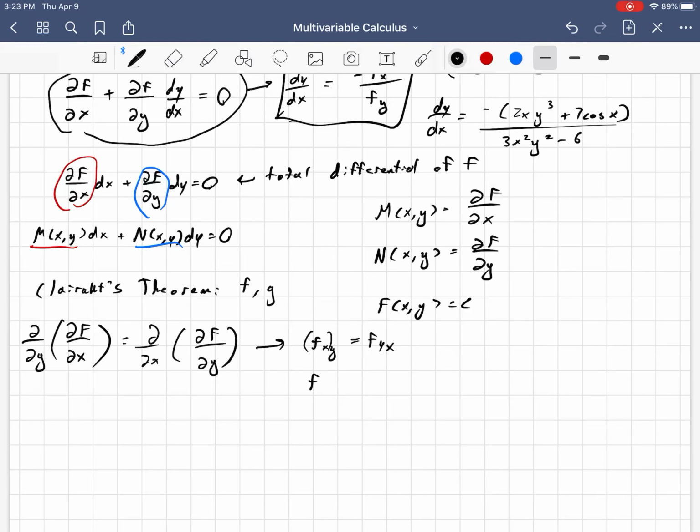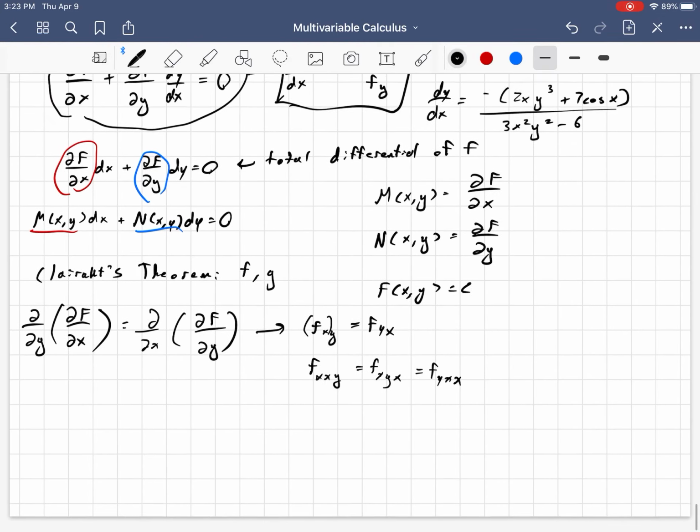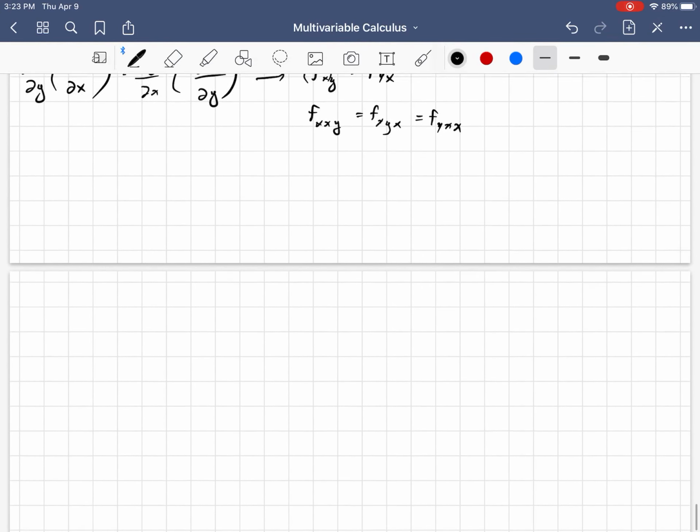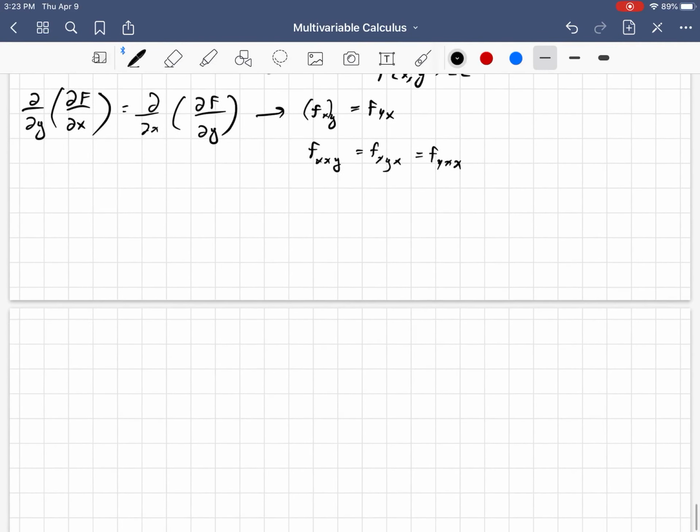Anyway, you can generalize Clairaut's theorem, hopefully you would guess, so that f sub xyy is equal to f sub yxy is equal to f sub yyx.